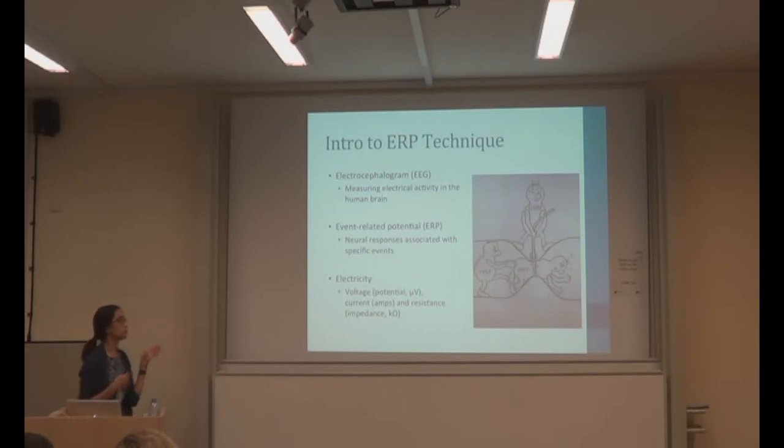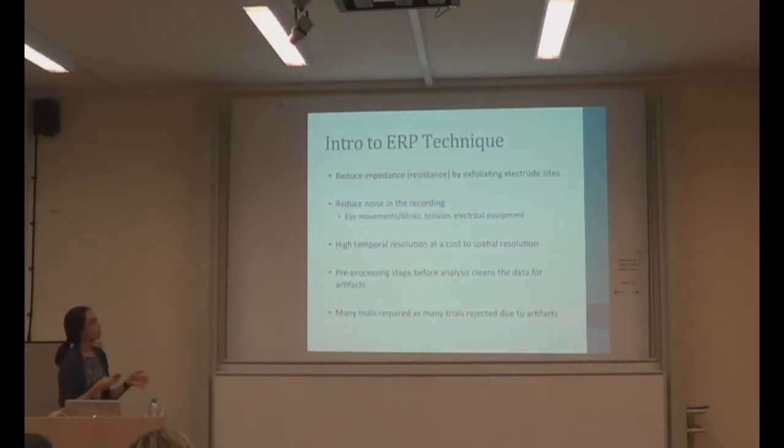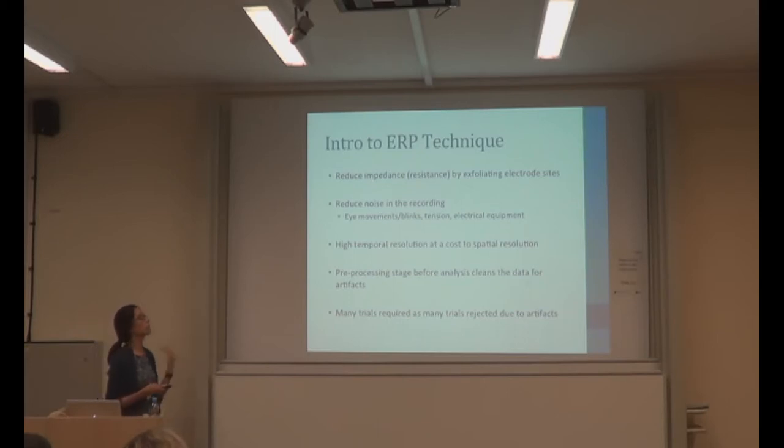So this is important for recording EEG because we are interested in plotting the voltage across the scalp. The current in this case is the ions moving across membranes. We want to keep our resistance as low as possible to get the best recording of that change in voltage. We call the resistance impedance in ERP recording. And to reduce impedance, we exfoliate the skin at each site of the electrode recording to increase conductance to get the best signal.